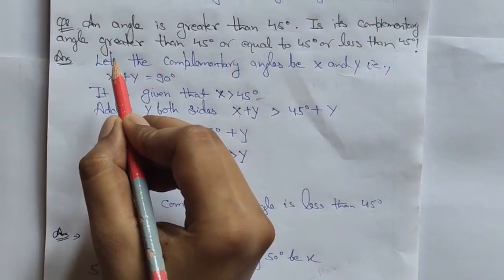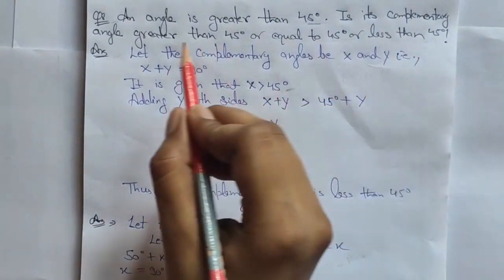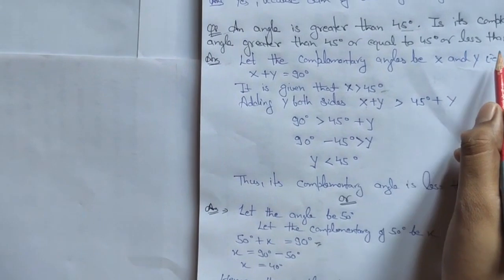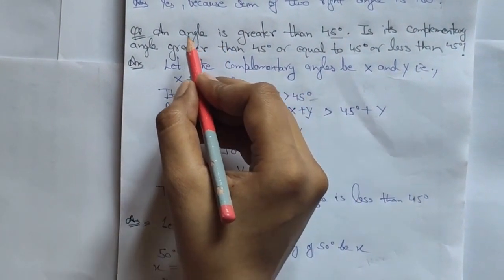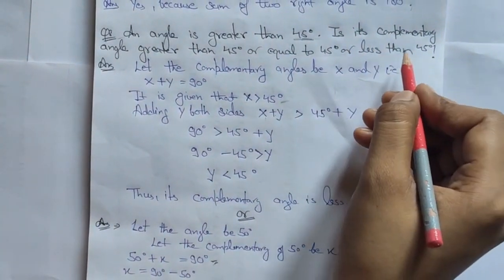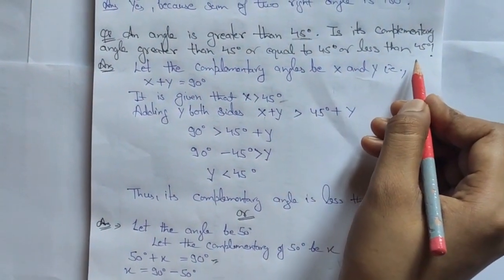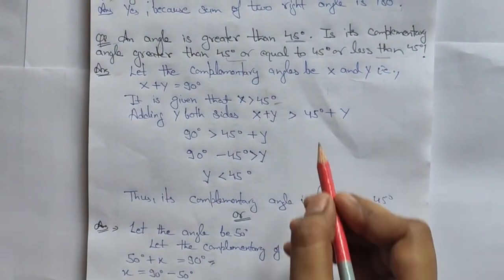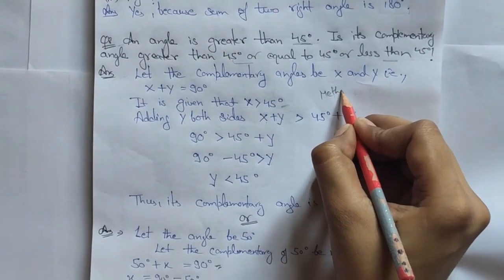Question number 8. An angle is greater than 45. Is its complementary angle greater than 45, or equal to 45, or less than 45? So this question says that if an angle is greater than 45, then its complementary angle is greater than 45, or equal to 45, or less than 45. This we have to find. I'm solving this question by two methods, and this is the first method.